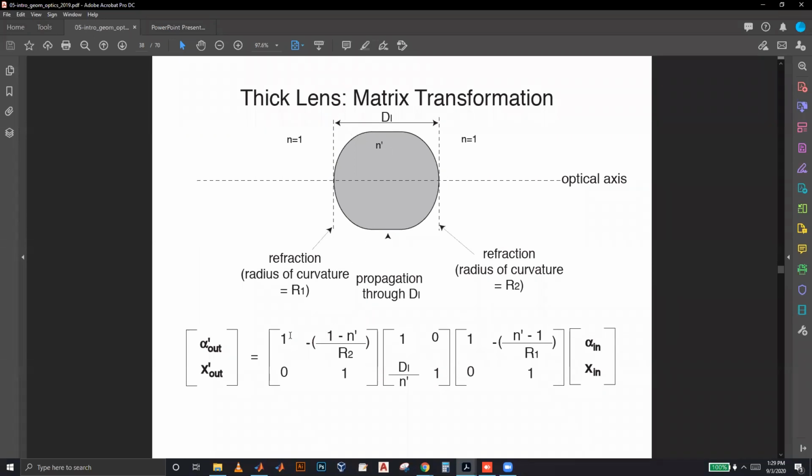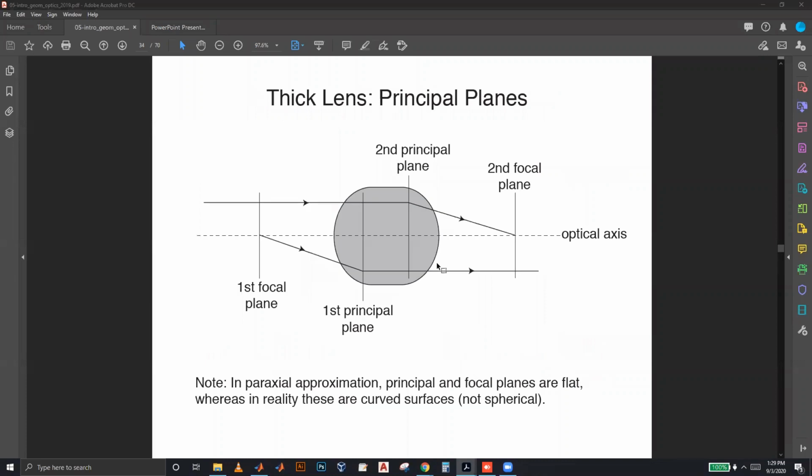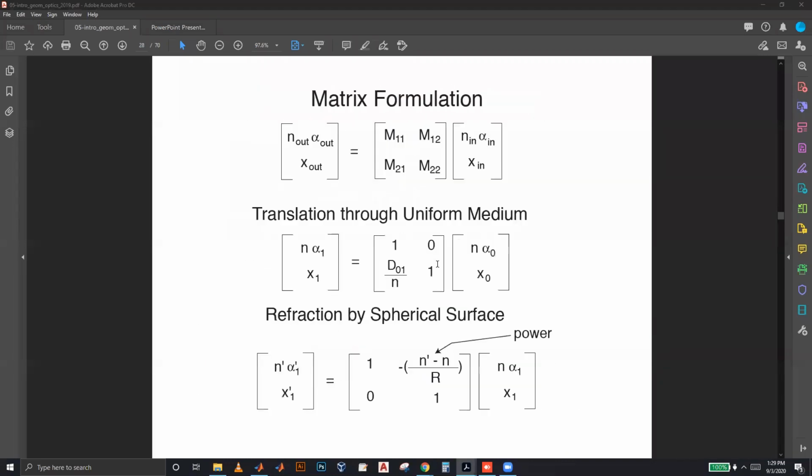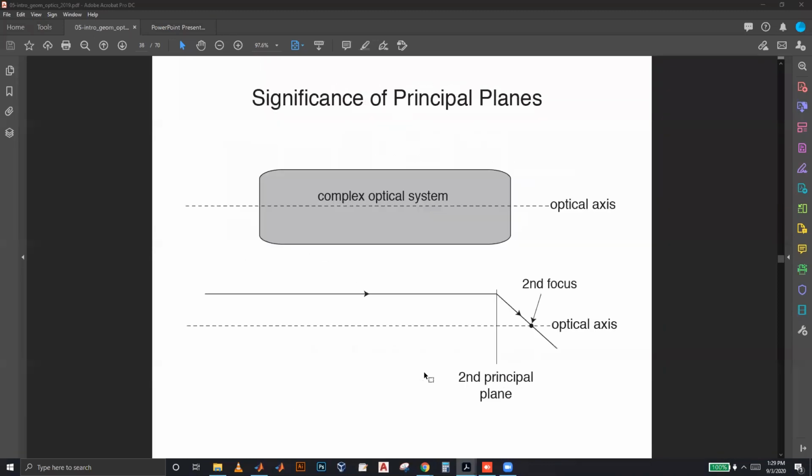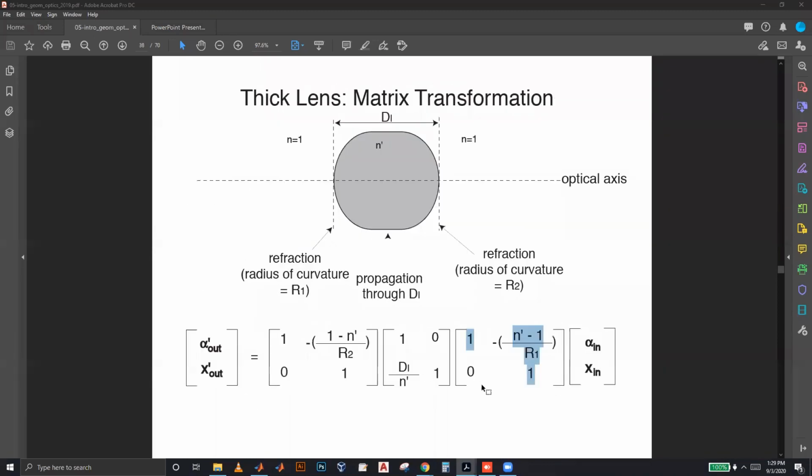So same as last time, you go from output to input. So you write your output matrix equals your refraction at the second surface matrix, which is written first. Then propagation inside the lens is written here. And then refraction at the first surface is written over here, right? Just refer to the slides. Same, translation through a uniform medium, refraction by a spherical surface, just bring them down over here and substitute them.